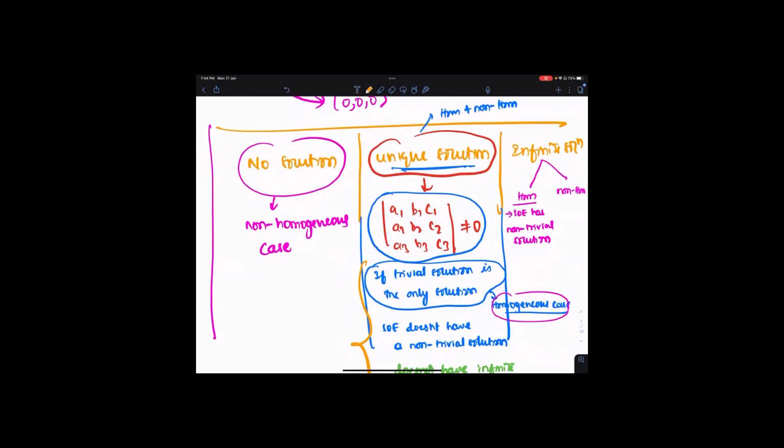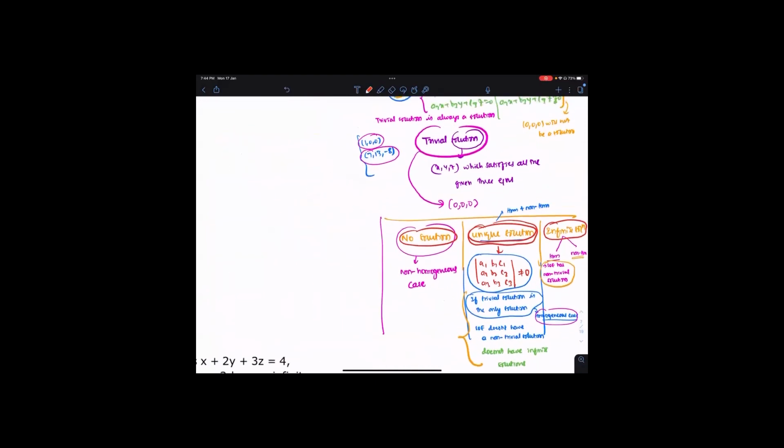When it comes to the homogeneous case, for infinite solutions, in the question they will give it like this: the system of equations has a non-trivial solution. It means infinite. For the non-homogeneous case, directly the language which will be used is this only. In the non-homogeneous case, it is not a difficult task. They will say unique solution, no solution, like that.